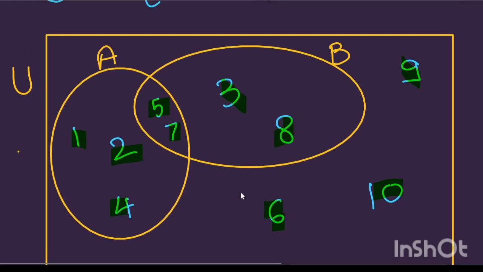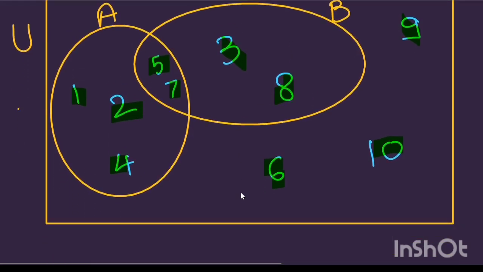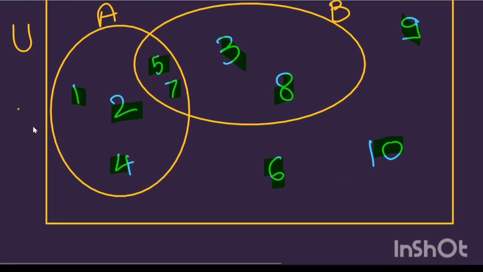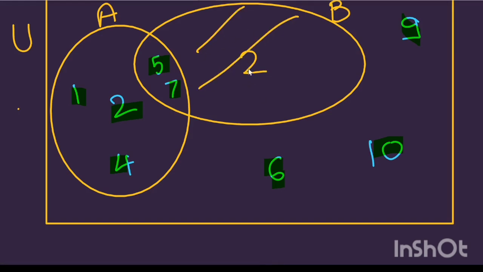But what will happen if we have to create a Venn diagram and the number of elements in each set is very high? In that case, writing each of the elements in the set becomes very cumbersome. What we do instead is write the number of elements instead of the elements. Okay, guys, what I mean to say is, see, this 3 and 8, instead of this, I will write 2. So 2 means the number of elements in this region.